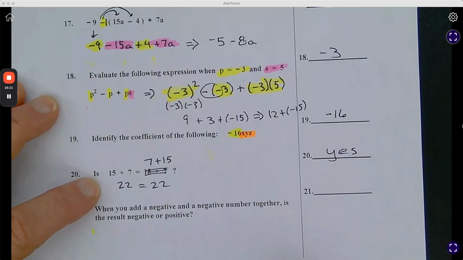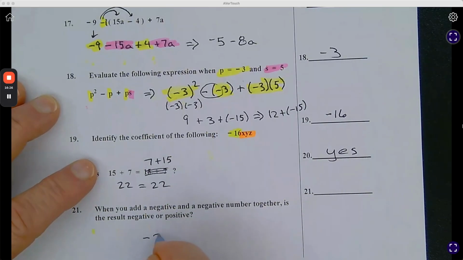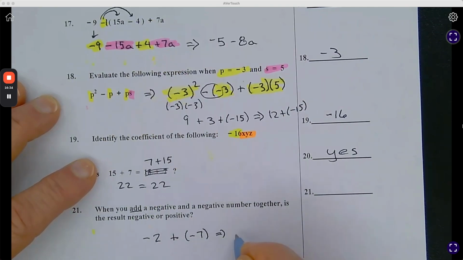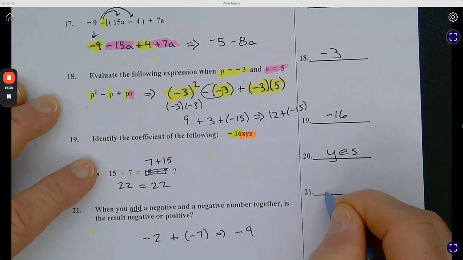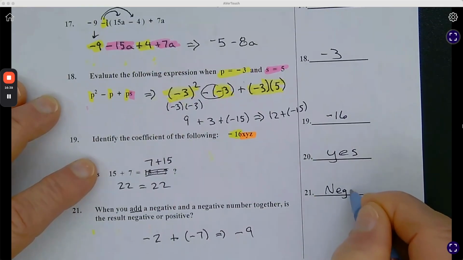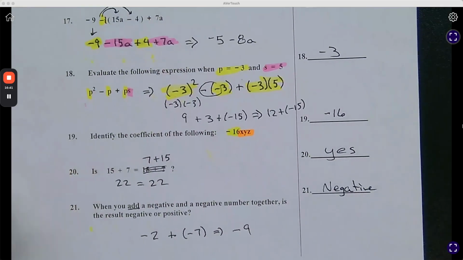When you add a negative and a negative number together, does it result in negative or positive? Well, let's try it. I'm going to take negative 2 plus, because they told me I was adding a negative number, like negative 7. Well, negative 2 plus negative 7 is negative 9. So when you add two negatives, the answer is always negative.